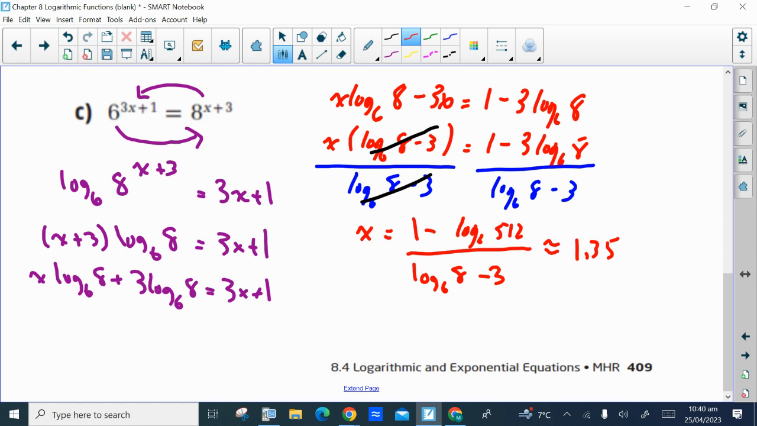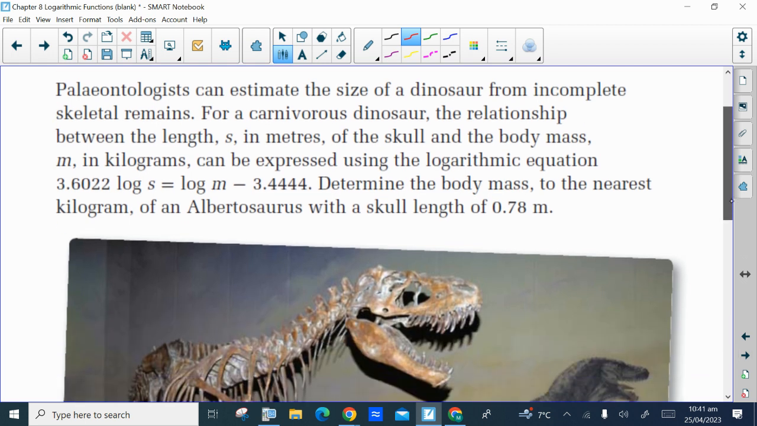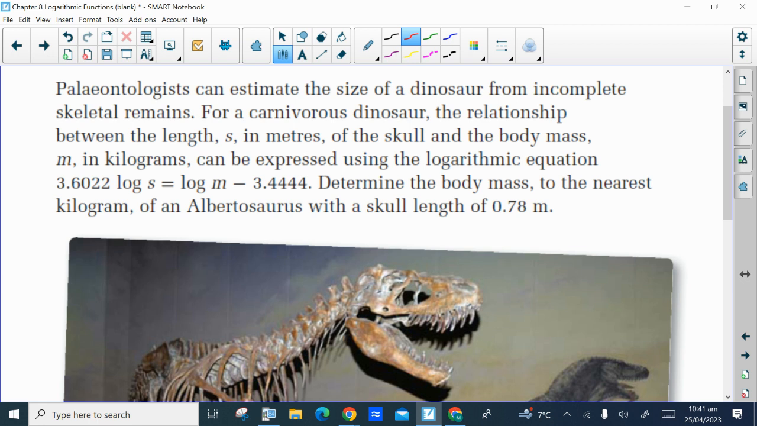Okay, so let's look at some questions involving logarithmic equations. Paleontologists can estimate the size of a dinosaur from incomplete skeletal remains. For a carnivorous dinosaur, the relationship between the length, S in meters of the skull, and the body mass, M in kilograms, can be expressed using a logarithmic equation.